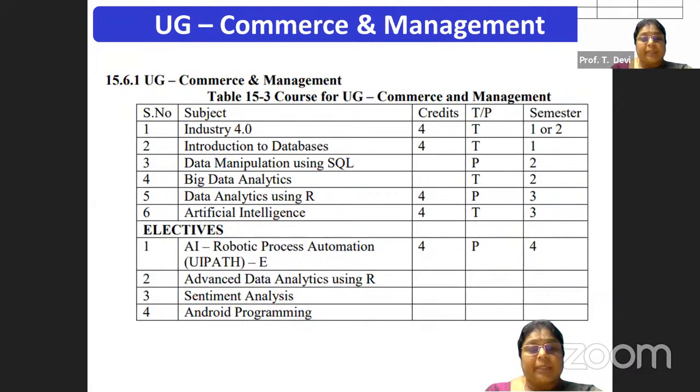Robotic process automation UiPath as an elective for 4 credits. Advanced data analytics using R. Sentiment analysis, Android programming. We do not do only the recommendation, we give you the syllabus also, sample syllabus and the relevant books also.